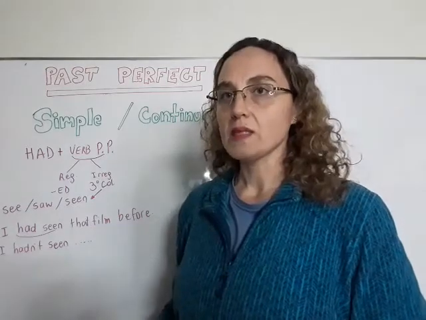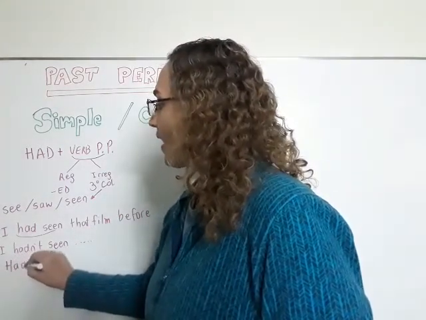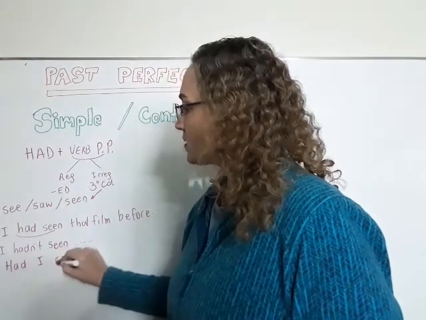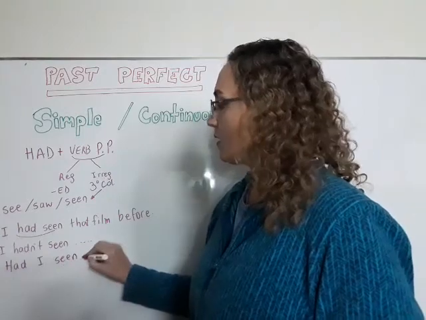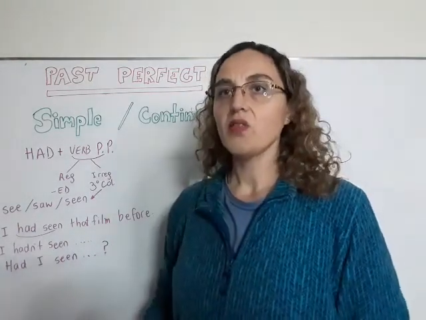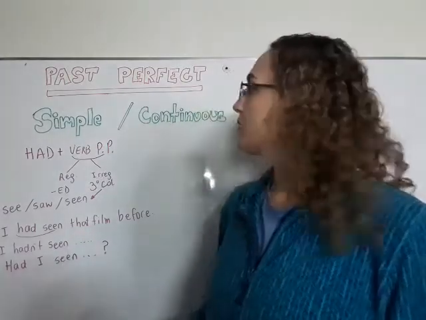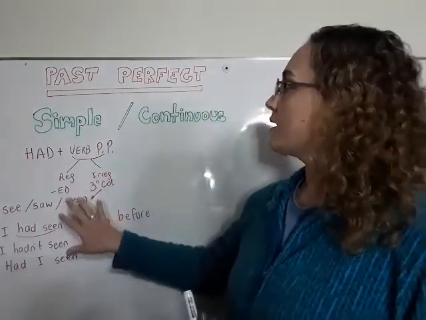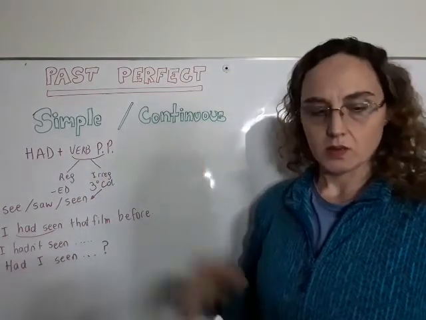How do I form the interrogative? Starting with the auxiliary. Had I seen that film before? Always the verb in past participle. Okay, so that's all. It's very easy. No, not so difficult. Very good. And what about the past perfect continuous?